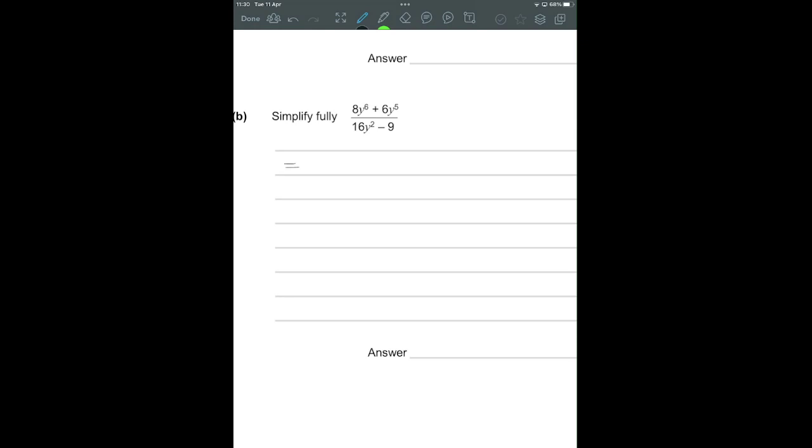So let's factorise everything first. The numerator seems to have a common factor of 2 and y to the 5. That leaves behind 4y plus 3. The denominator you should recognise as a difference of two squares. It's a square thing minus a square thing with no middle term.